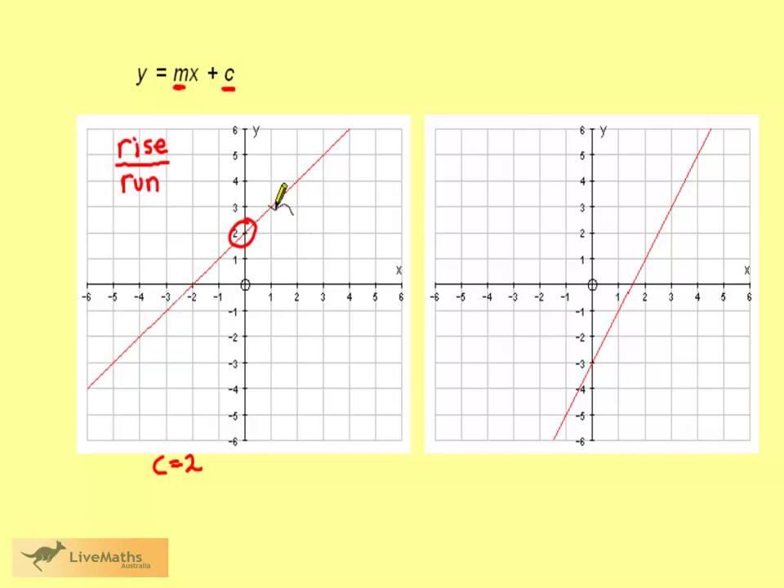If we now consider the line, take a convenient point. The line goes 2 units across and 2 units up. So the run is 2 and the rise is 2. So rise over run is 2 divided by 2, which is equal to 1. So the gradient m is equal to 1.